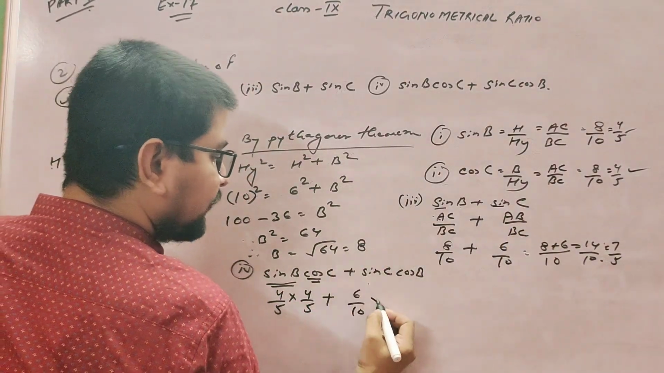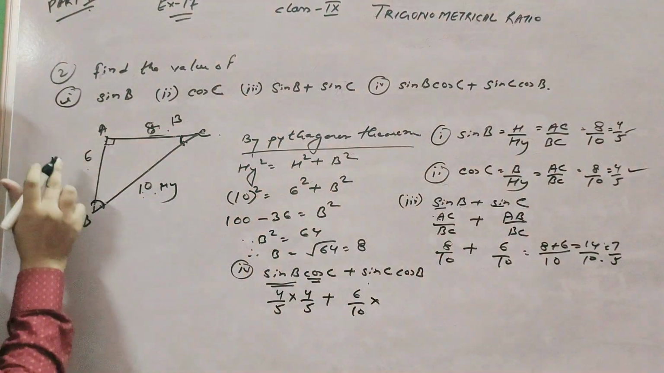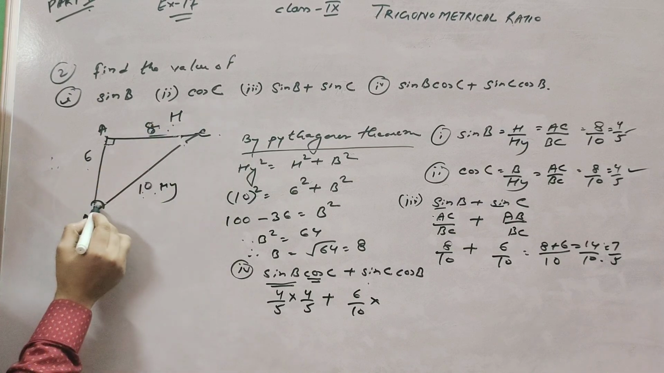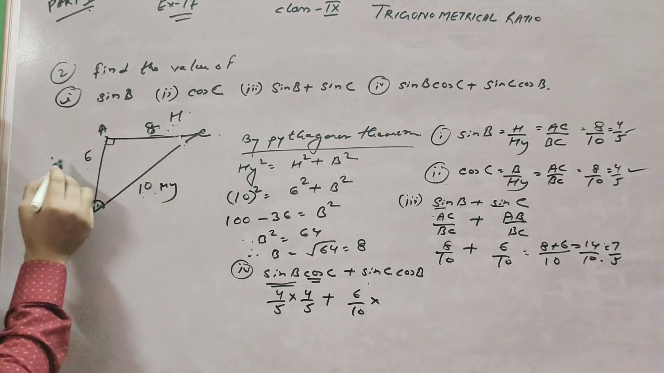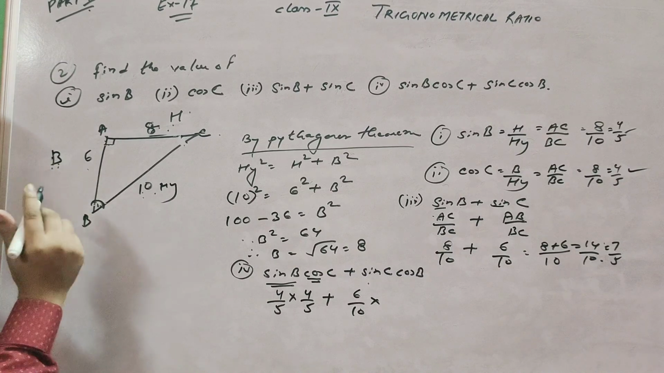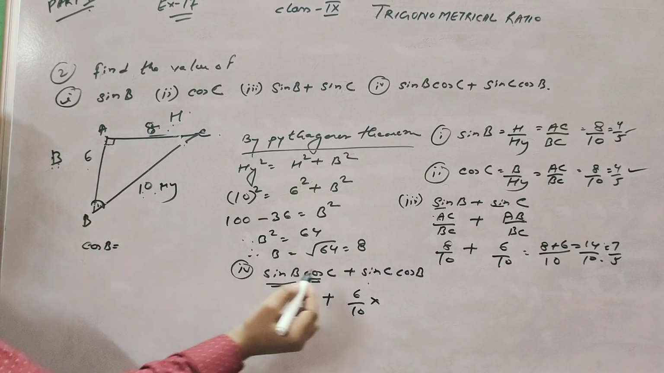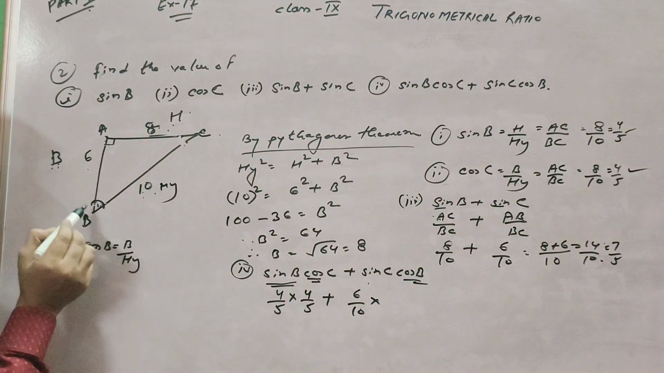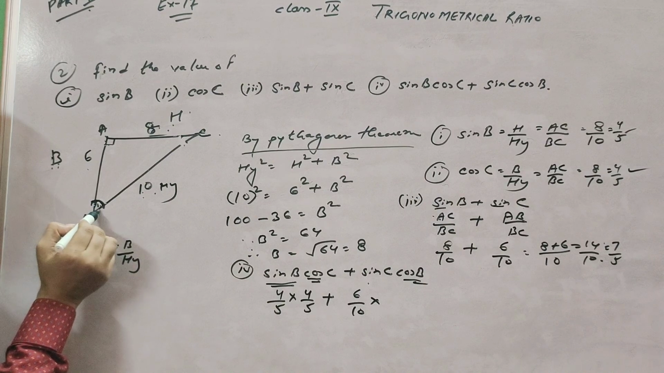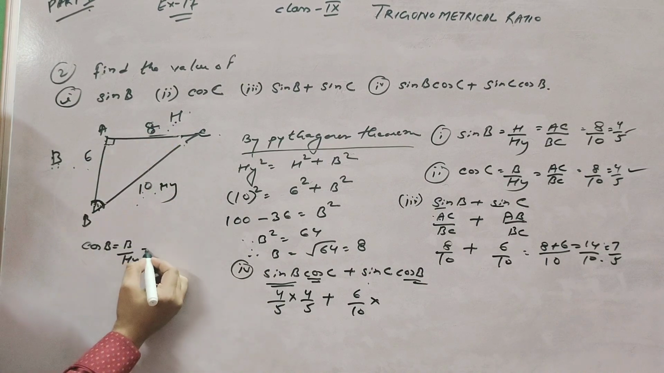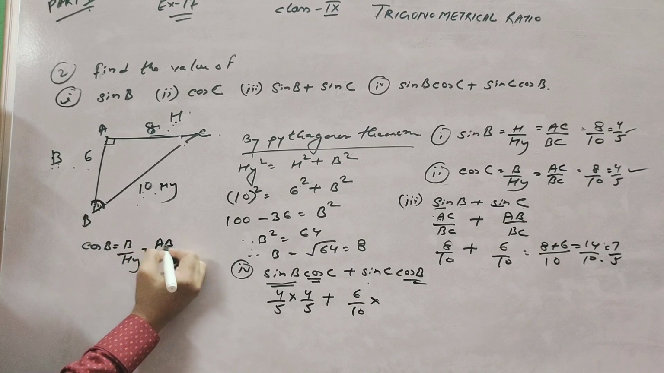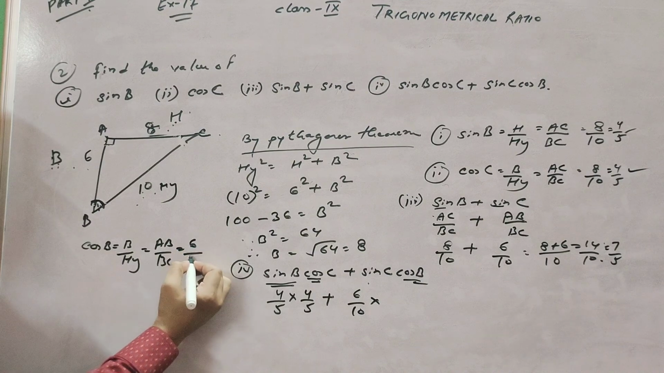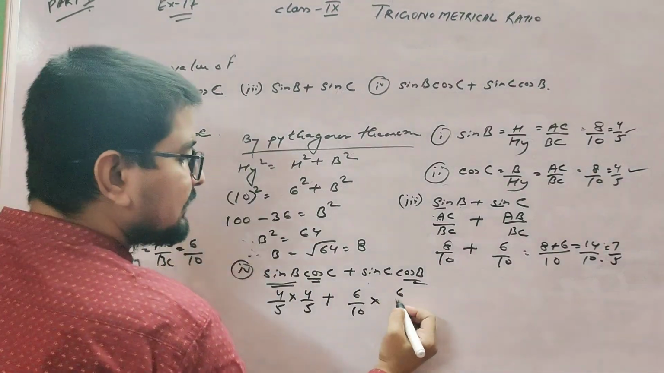Now cos B. For cos B, the angle is here. When the angle is here, this is height, because we know that opposite of the angle is height, and the left portion is base, and this is as it is the hypotenuse. The cos B formula is base by hypotenuse. So base is AB and hypotenuse is BC. AB is 6 and BC is 10, that is 6 by 10. So here the answer is 6 by 10.